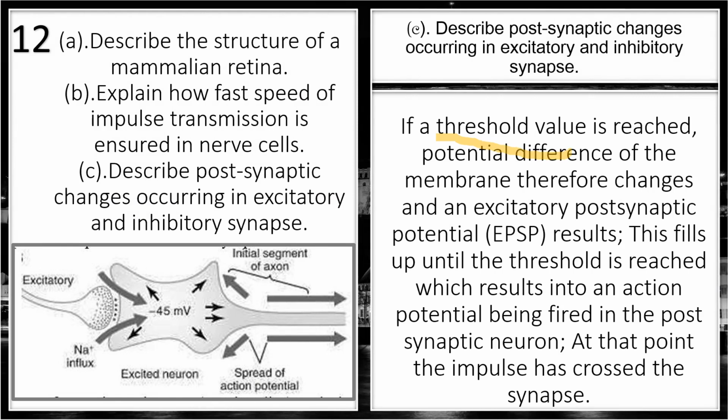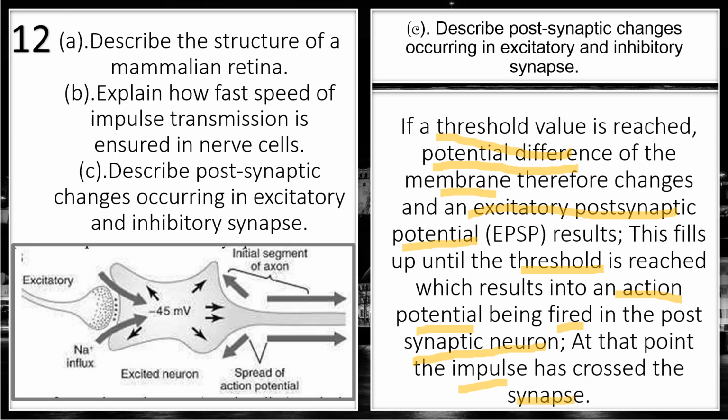If a threshold value is reached, the potential difference of the membrane therefore changes, and an excitatory postsynaptic potential, EPSP, results. This is until the threshold is reached, which results in an action potential being fired in the postsynaptic neuron. At that point, the impulse has crossed the synapse.